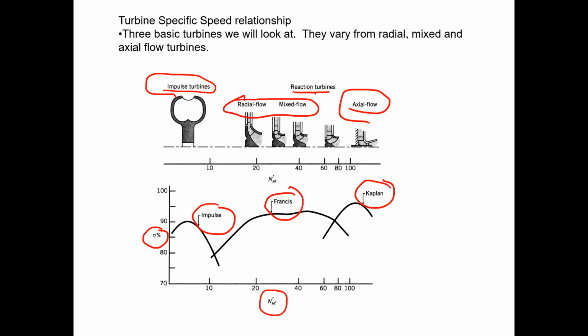So basically what happens is after a hydraulic analysis, you can figure out what your specific speed is, and from the specific speed, you can pick the type of turbine that's suitable for that specific application.